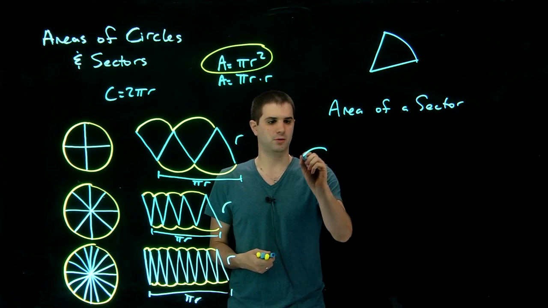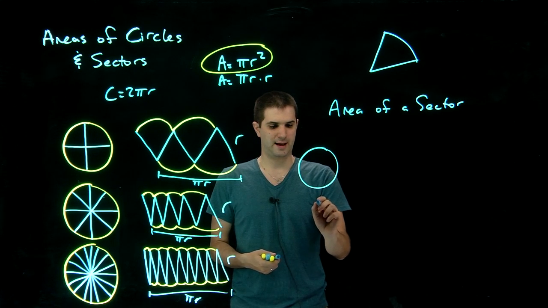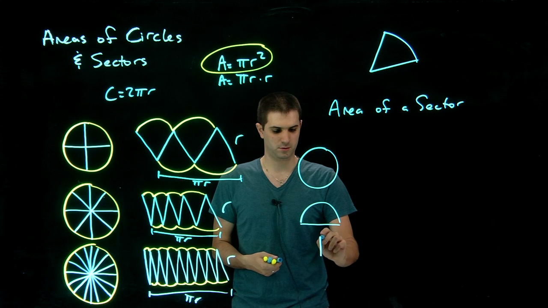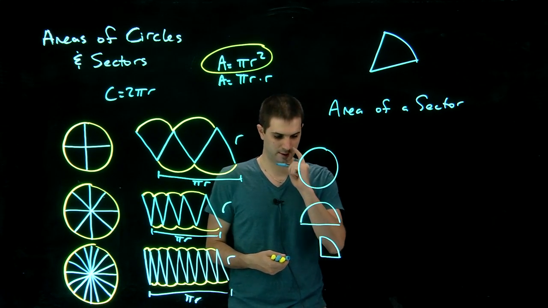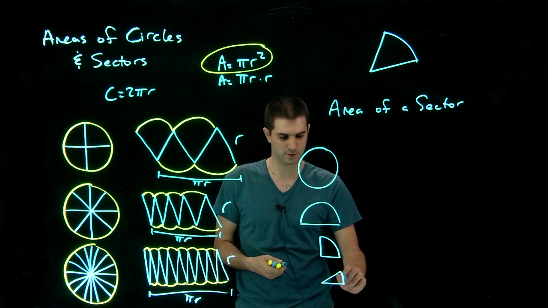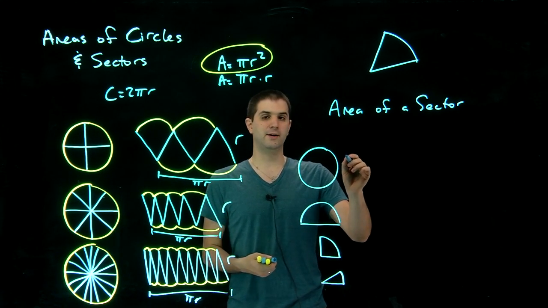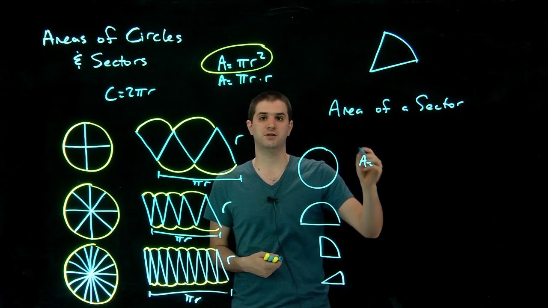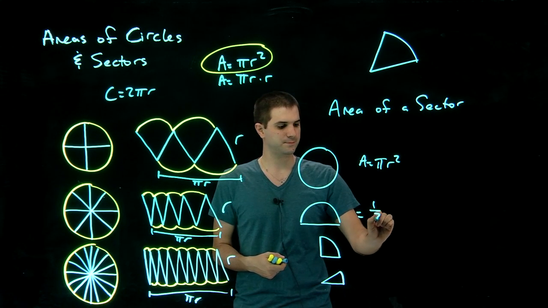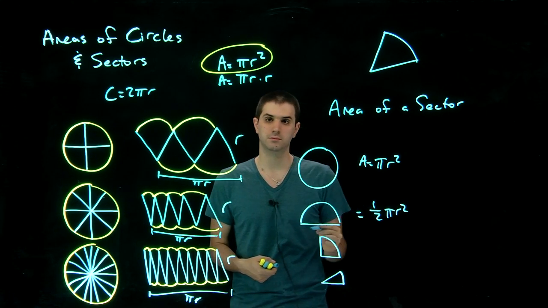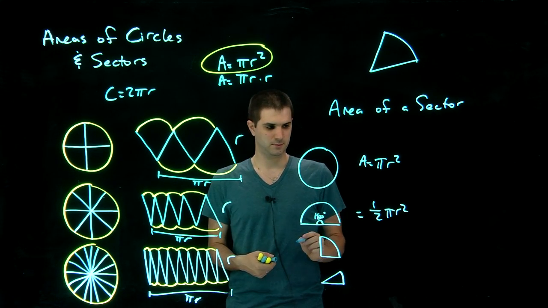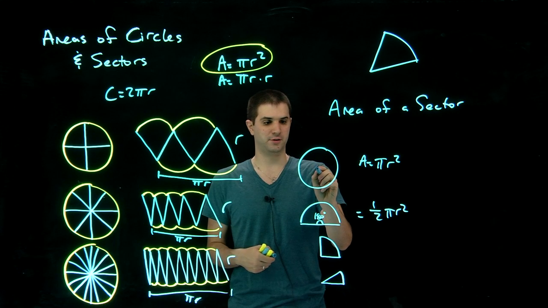Let's say we have a circle, and let's say we have a semicircle, and let's say we have a quarter of a circle. So the area here, well, we just talked about, is going to be pi r squared. The area here is going to be half of pi r squared. And we know that because this is 180 degrees. Of course, a circle has 360 degrees, right?